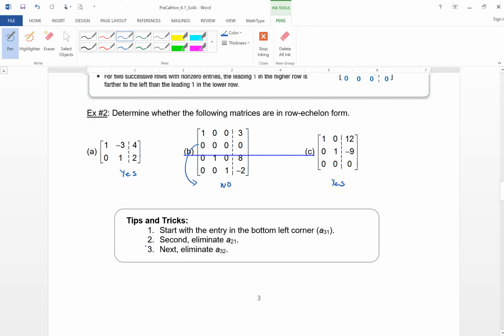Okay? So to get to this point, here are some tips and tricks. You start with the entry in the bottom left corner, so that one. Second, you eliminate A21, the one right above it, and then eliminate A32. So that's just how you start, and we'll continue this tomorrow.